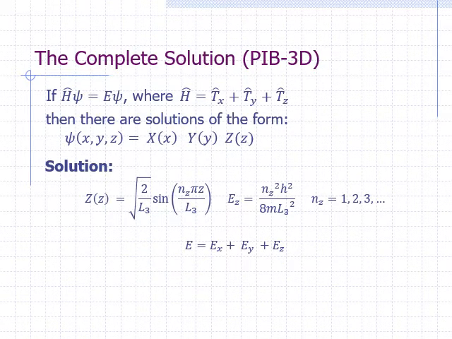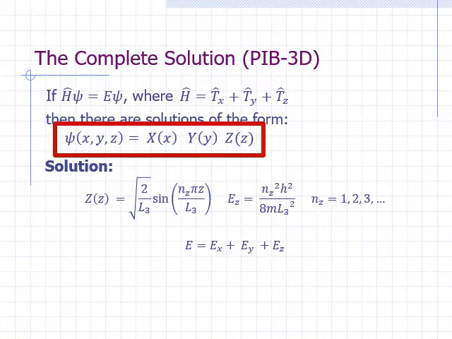We can easily extend the solution to 3 dimensions. This time, the Hamiltonian can be written as a sum of 3 kinetic energy operators, with a third depending only on the z coordinate. So, the solution psi is now a function of 3 variables, x, y, and z. And it can be written as a product of a function that depends only on x, a function that depends only on y, and a function that depends only on z. And we can split our overall problem into 3 one-dimensional problems to solve for each of these 3 functions.